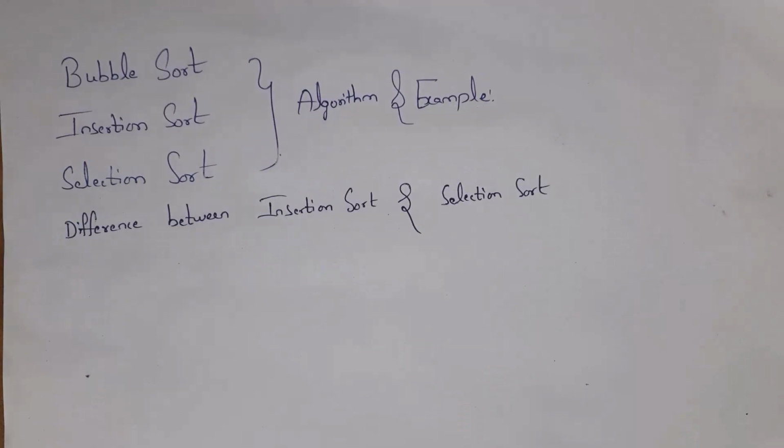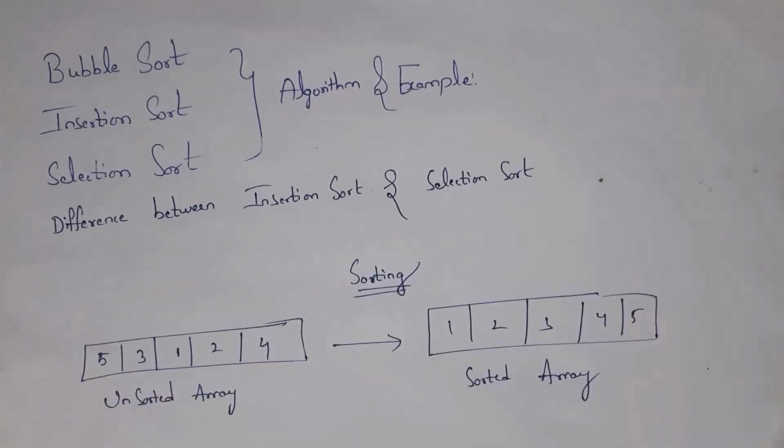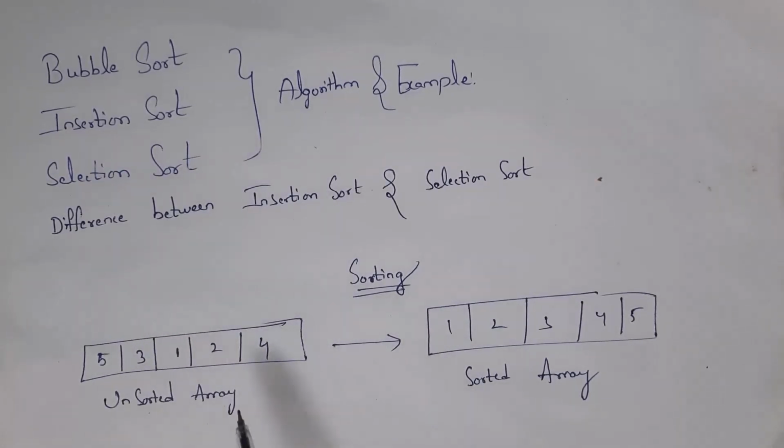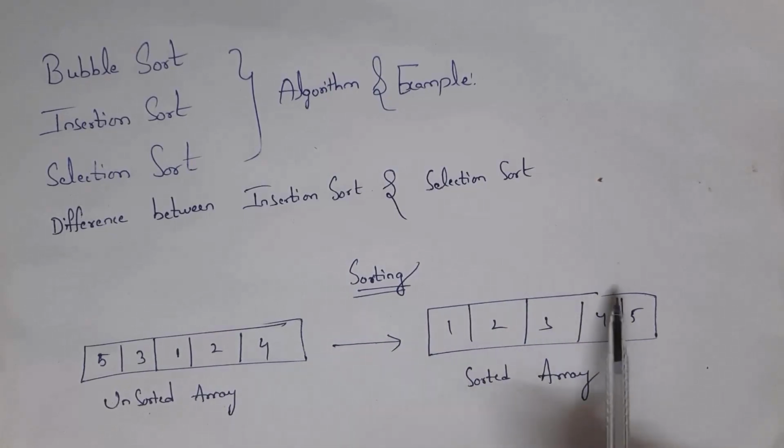Next topic is bubble sort, insertion sort and selection sort. I will explain both algorithm and example, and also I will explain the difference between insertion sort and selection sort. At first I will explain what bubble sort is. Before that, you need to know the meaning of sorting. Sorting is the process of arranging elements either in ascending order or descending order. Here they give an array of elements which are not arranged in a particular order, so we call it an unsorted array. After arranging these elements in ascending order, that is from small to big, it forms a sorted array.